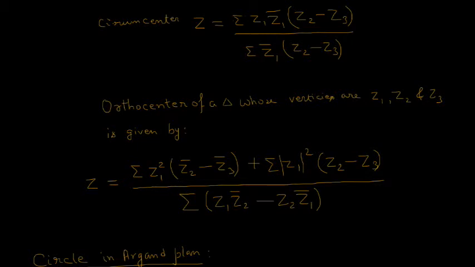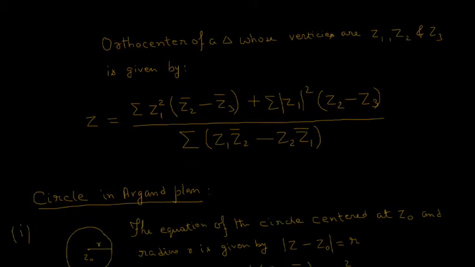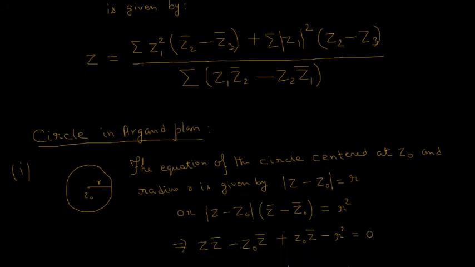The orthocenter of a triangle whose vertices are z1, z2, z3 is given by z is equal to sigma z1 square bracket z2 dash minus z3 dash plus sigma z1 square bracket z2 minus z3 bracket upon sigma z1 z2 dash minus z2 z1 dash. These are all about the formulas.